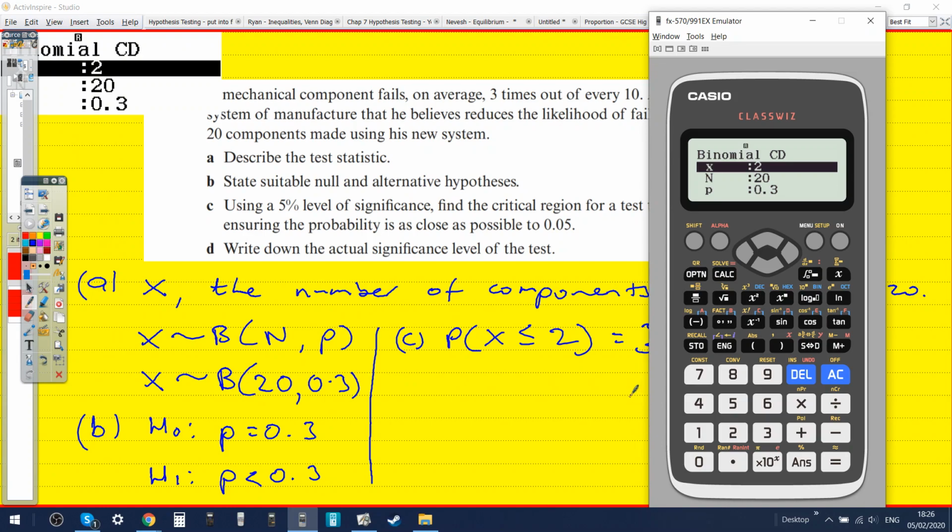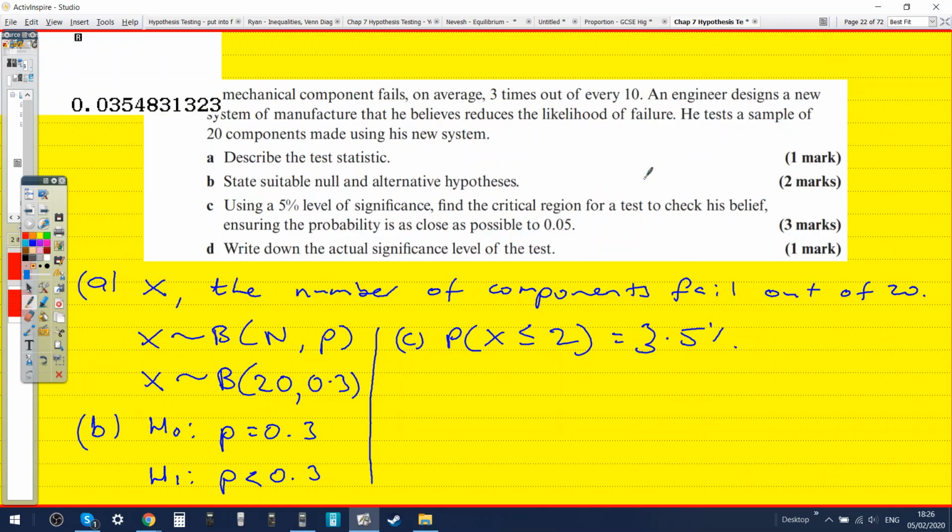Is that definitely the correct answer? That's what the calculator says. It's like 0.03548. I believe you. So is it 2 or less? We can say that is definitely the most number of failures you can handle.